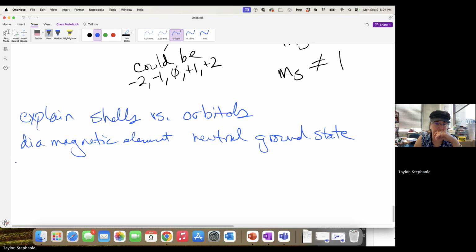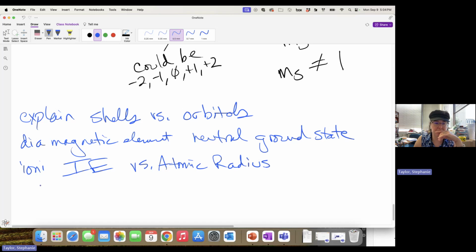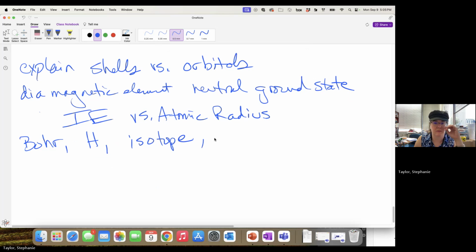Okay. Could you go over finding ionization energy and atomic radius energy and its difference? Okay. Could you go over Bohr's model, hydrogen atom model, line spectrum, isotopes, increasing electron affinity, and the quantum mechanical model of the hydrogen atom? I missed something in there.